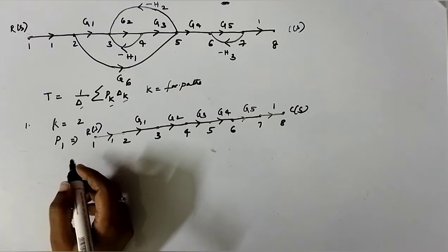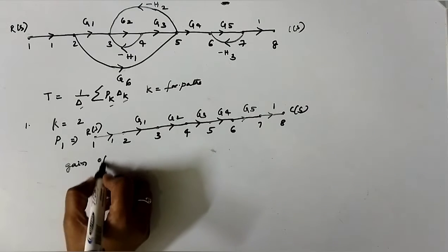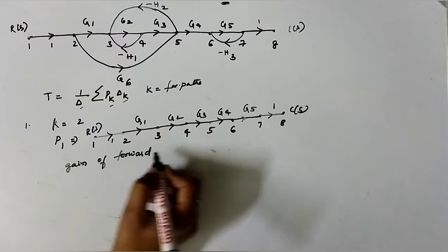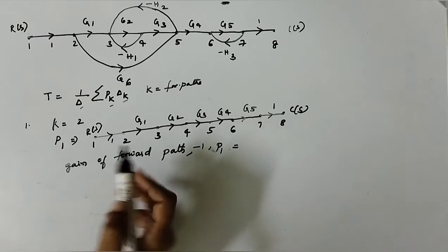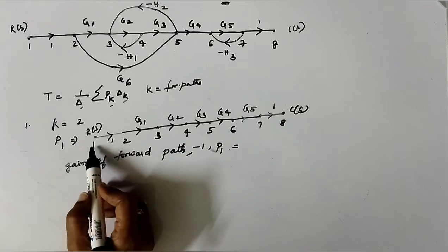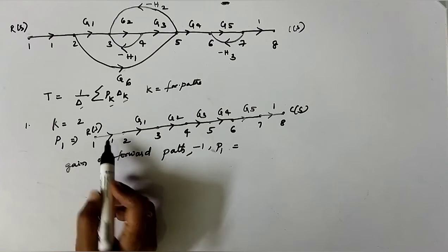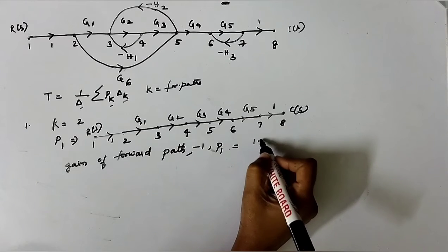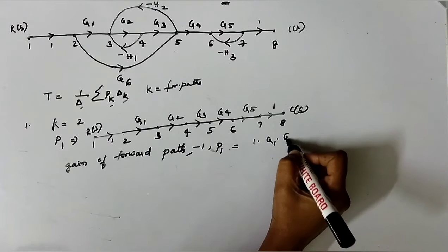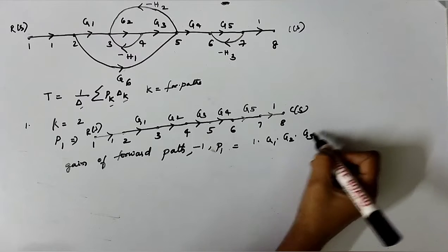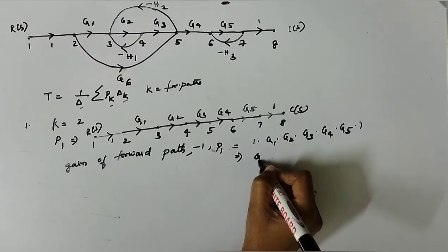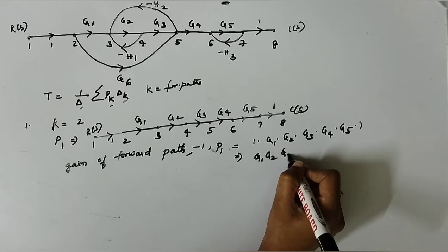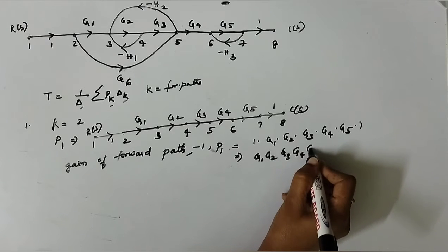For this, the gain of forward path 1, P1 equal to, here gain between 1 and 2 nodes is nothing but 1, so 1 into G1 into G2 into G3 into G4 into G5 into 1. That is G1, G2, G3, G4, G5.